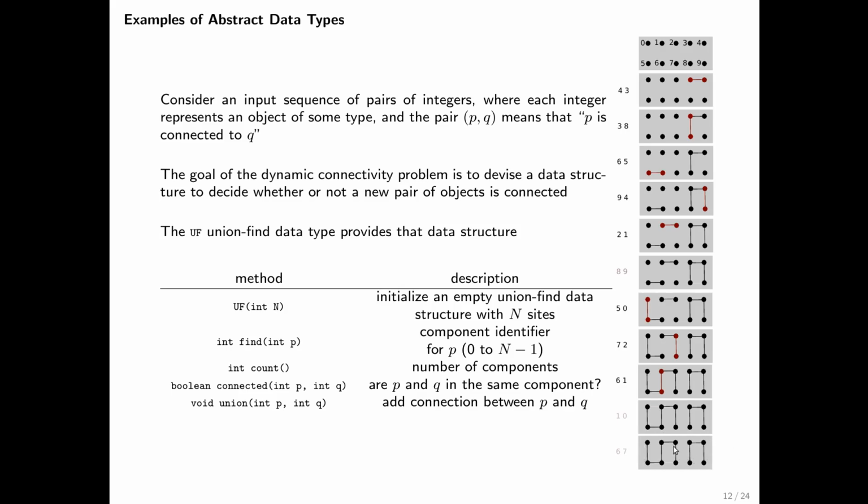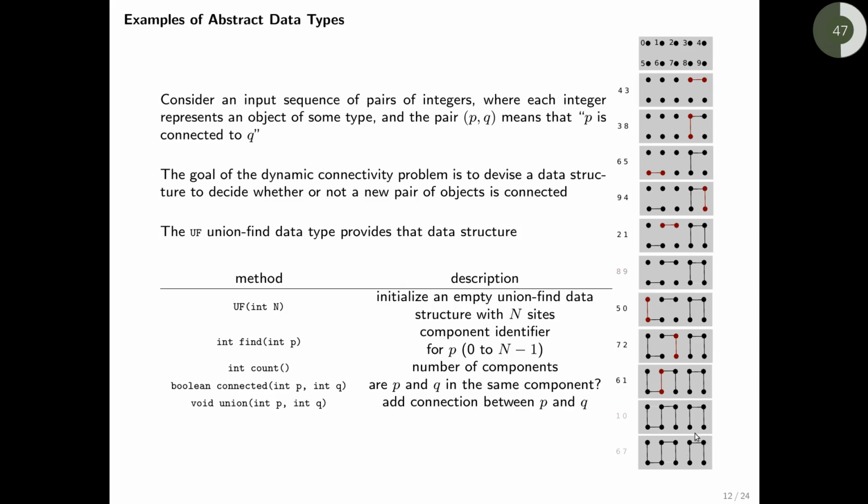For each site in this island, if I make a call to find, I'm going to get some number representing that island. That number is going to be implementation specific, and we'll talk about that in a later lecture. Similarly, if I call find for any of the sites in this other island, I'm going to get the same number, which is the component identifier for that particular island or component.